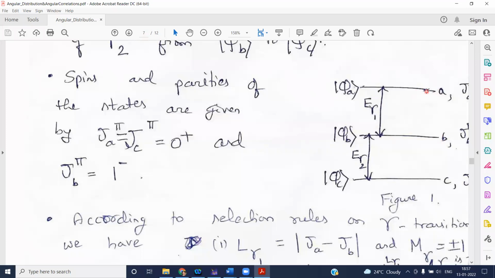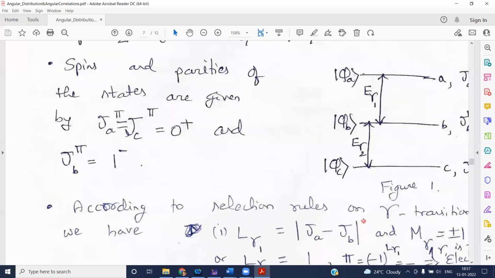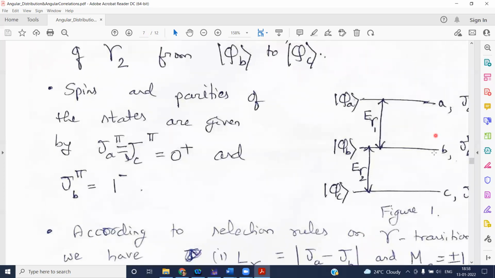How do you determine it? It is in the first class on gamma decay. J_A minus J_B, modulus, because L is always positive. So J_A minus J_B is what? When you have 0 and 1, it is 1. So it's a dipole radiation. Remember that. It's a dipole radiation.